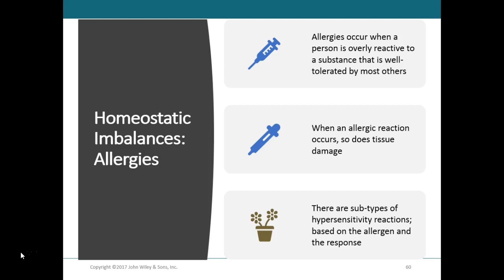A person who is overly reactive to something that's usually tolerated by other people is said to be allergic or hypersensitive to whatever that is. However, when the allergic reaction takes place, some tissue injury does occur. The antigens that produce allergic reactions are called allergens, not antigens.